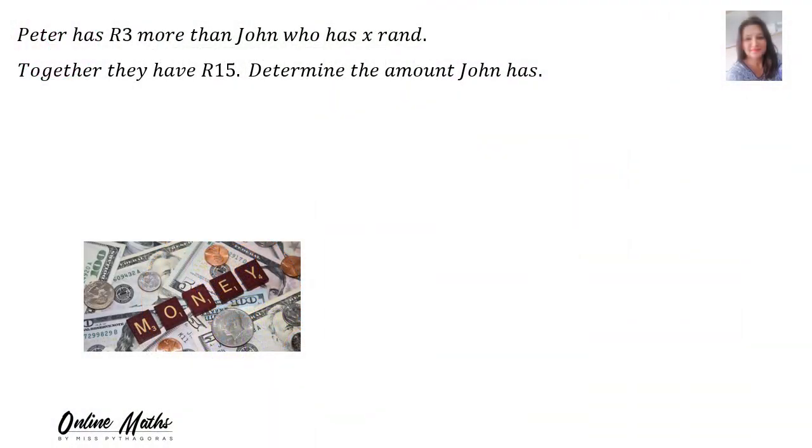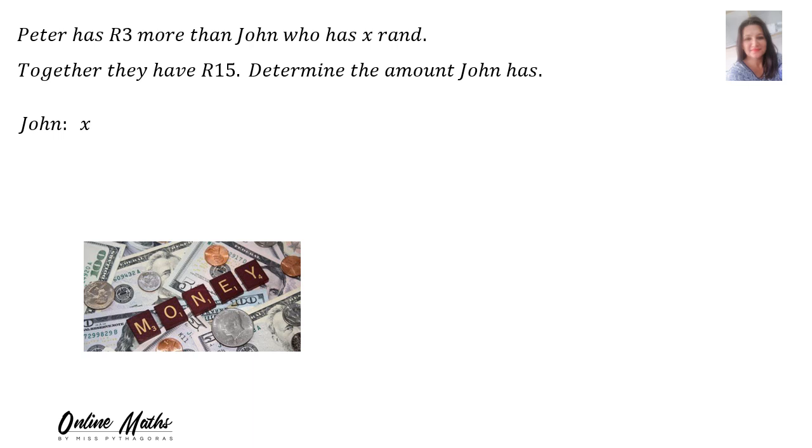Example 1. Peter has 3 rand more than John, who has X rand. Together they have 15 rand. Determine the amount John has. Now what you do is you will have to make a summary. So you go to the information, the words, and you have to now decide what information was given.